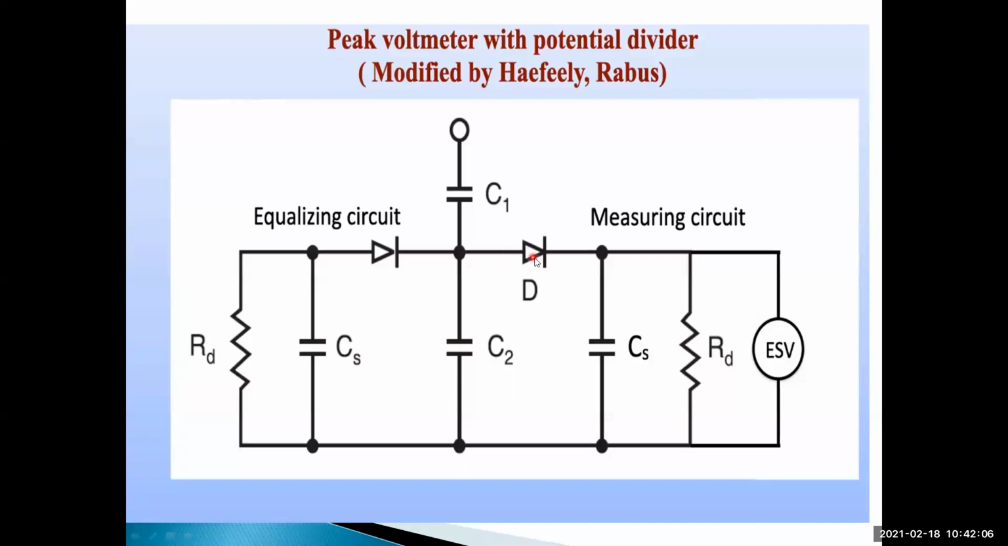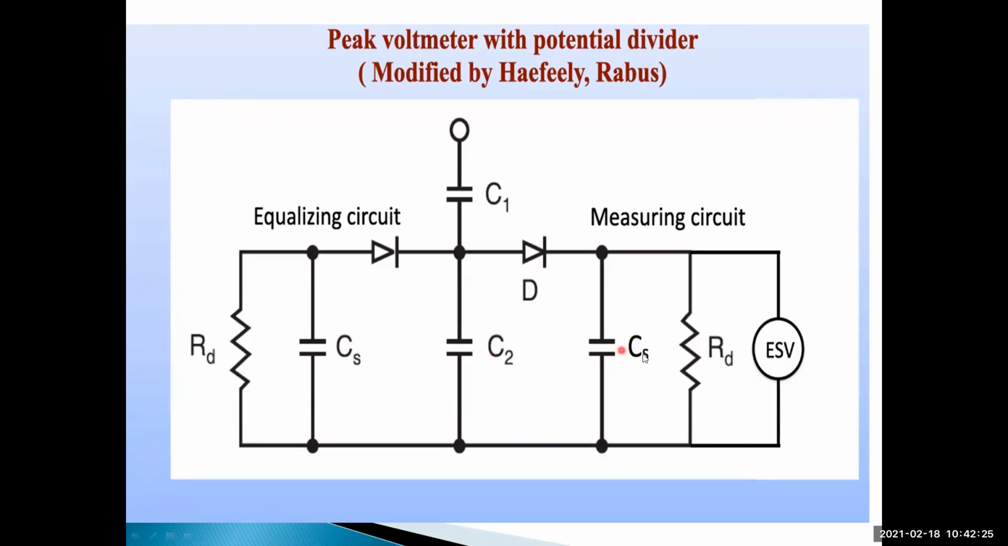C2 is trying to discharge through the diode D2. The diode is forward biased, so capacitor C2 discharges like this. CS is called the charging capacitor. These two are in parallel.